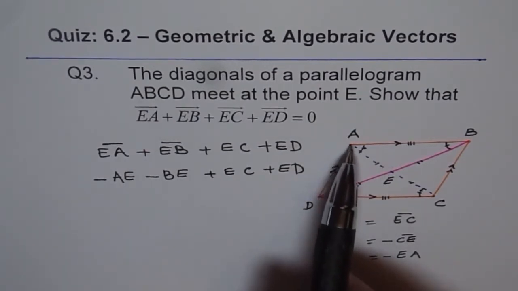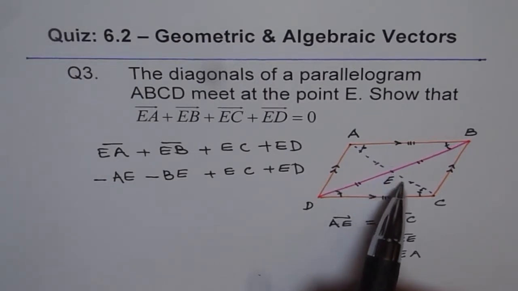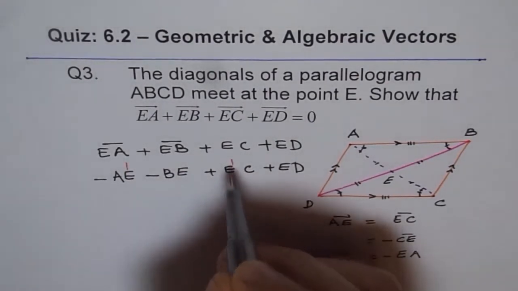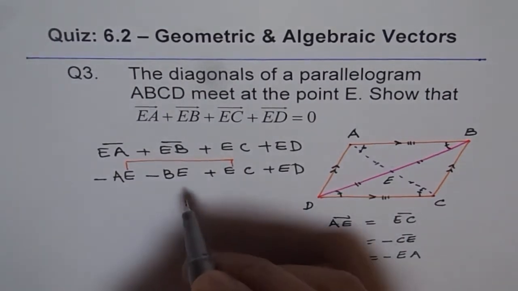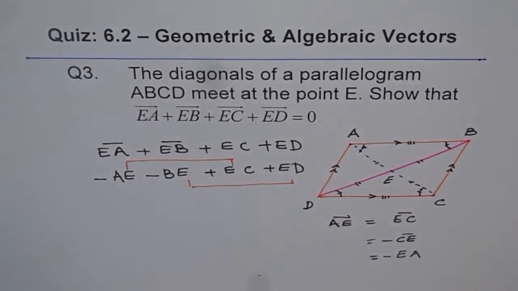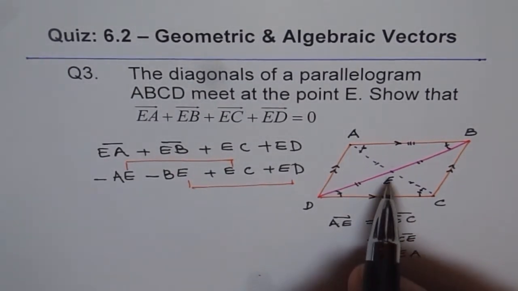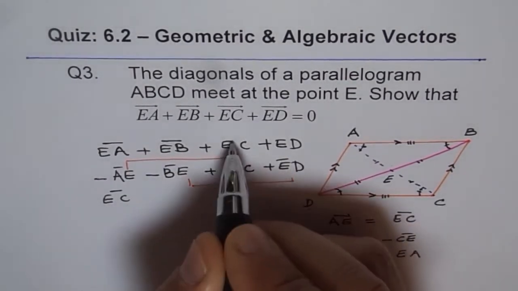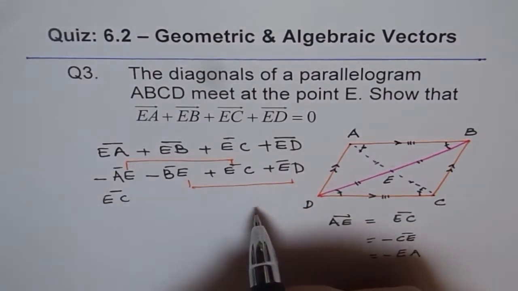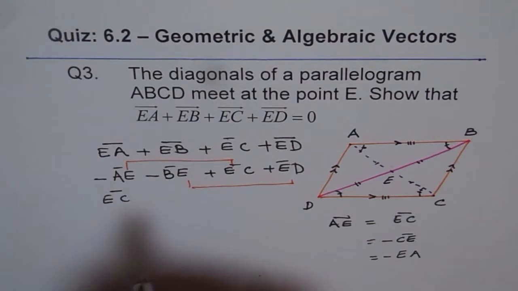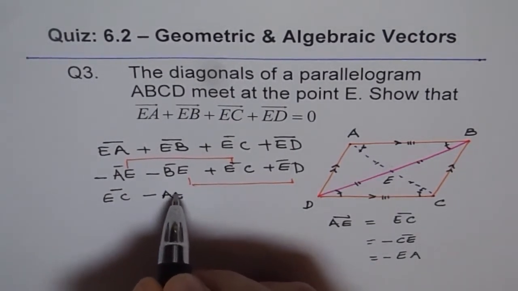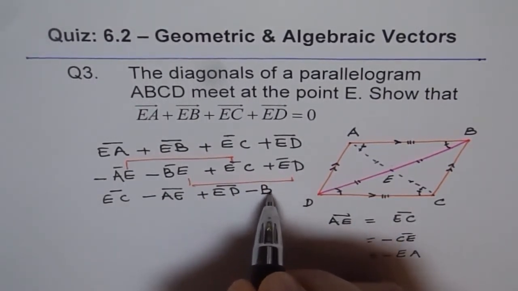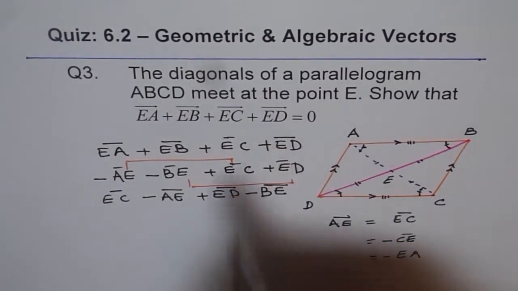So we have AE, A to E, and then E to C, but A is minus. So if you combine these two, and you combine these two, what do you get? Let's have a look. So we have EC, E to C. Let me draw a bar on the top, because normally when we type, we can make them bold. When we write, this bar indicates a vector. So EC minus AE, and here we have ED minus BE. Okay? So this is our proof for the given statement.